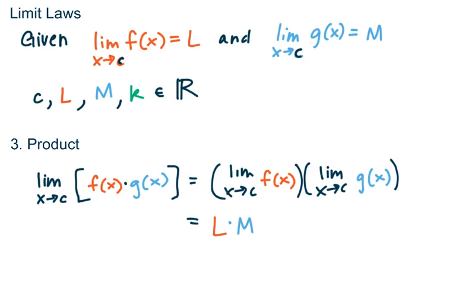And something I didn't say in that first rule: the limit of a sum is the sum of the limits. The limit of a difference is the difference of the limits. And here we can see the limit of a product is the product of the limits. The limit of a product is the product of each of those limits.